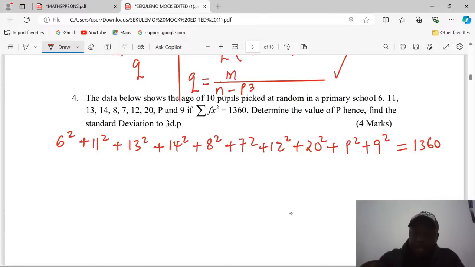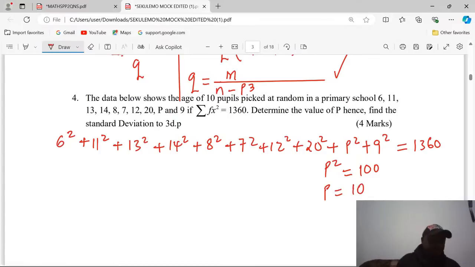So to remain with p squared, I should take 1360 and subtract 1260. I'm getting exactly 100. Wow. So to get the value of p, now I'm having the square root of 100, which is not anything else but 10. So we have the value of p as 10.